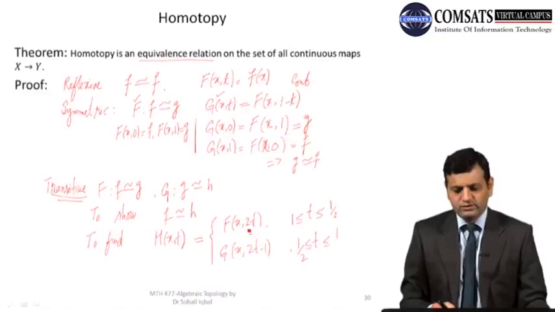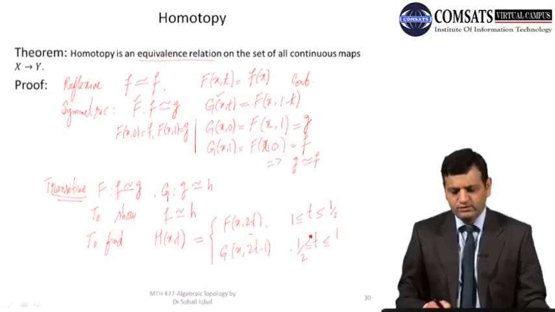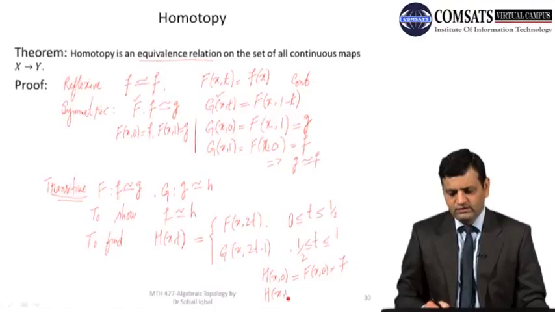So what is H(x,0)? In this case, 0 belongs to the first interval, which means that H(x,0) is F(x,0), and we know that is f. Similarly, what is H(x,1)? We can see that 1 belongs to the second interval, so if t is equal to 1, then it is G(x,1). So what is G(x,1)? We can see that G(x,1) is h.